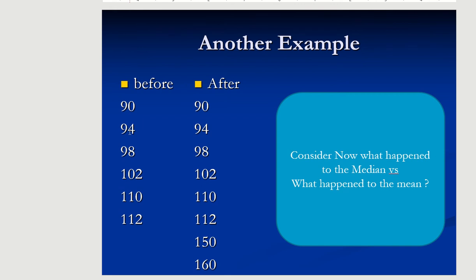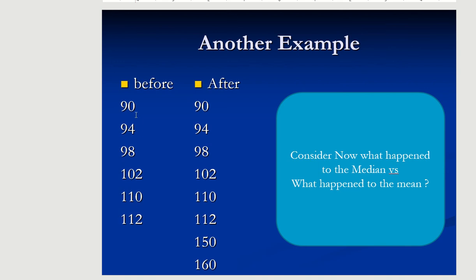If you calculate the mean in the before group, so 90, 94, 98, 102, 110, and 112, if you add up these values and you divide by 6, you get an average or a mean of 101. So the mean here is 101.